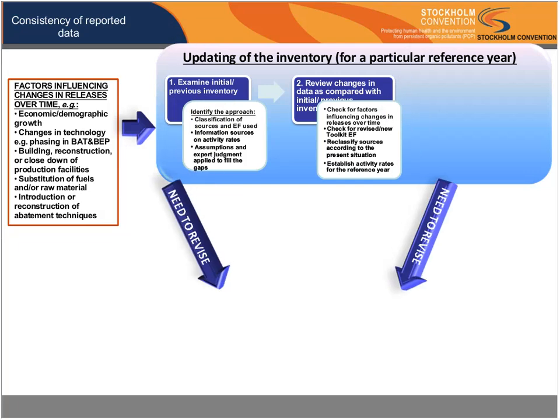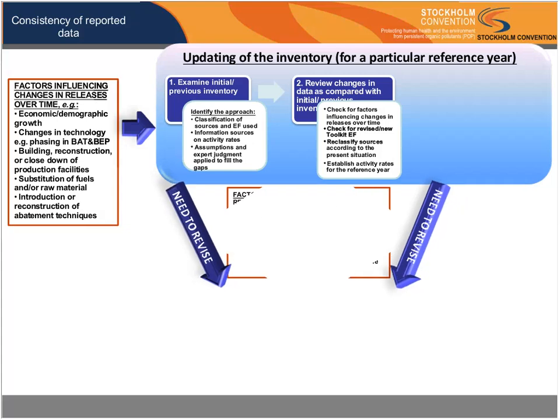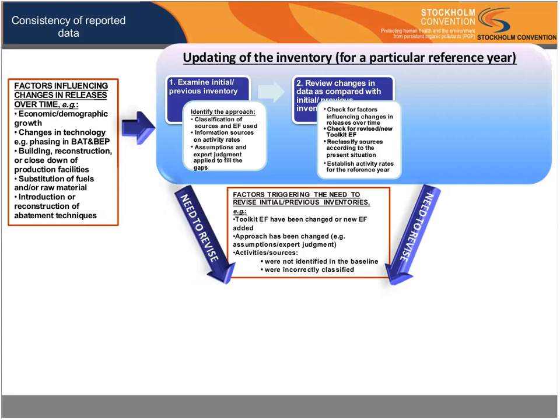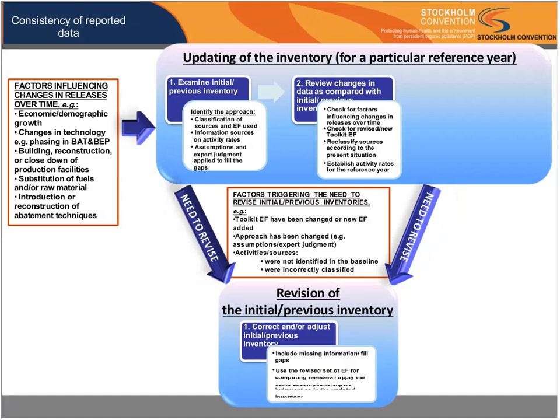Now, while you do this examination of the initial inventory and the review of changes which occurred in the period in between, it might be that the need to review or revise or recalculate the initial inventory will become clear. Revising previous inventories so that new or revised emission factors and new source categories and classes are incorporated is in particular important.